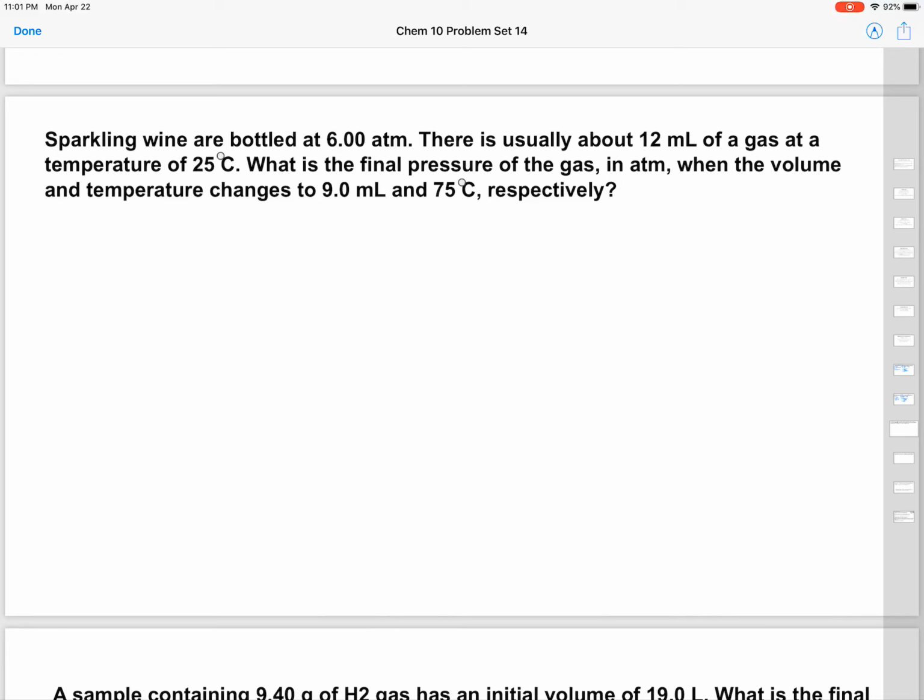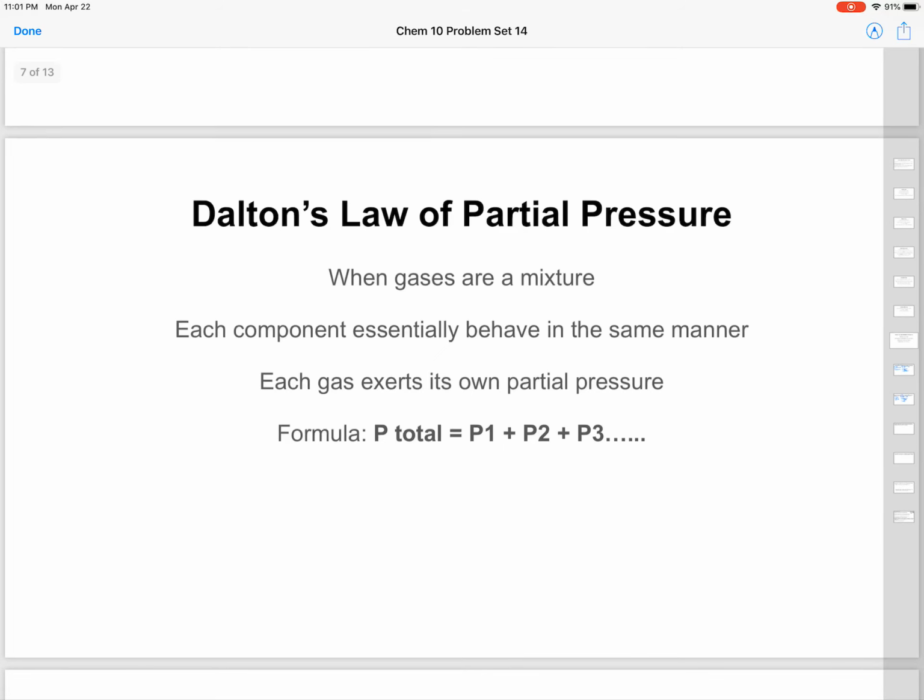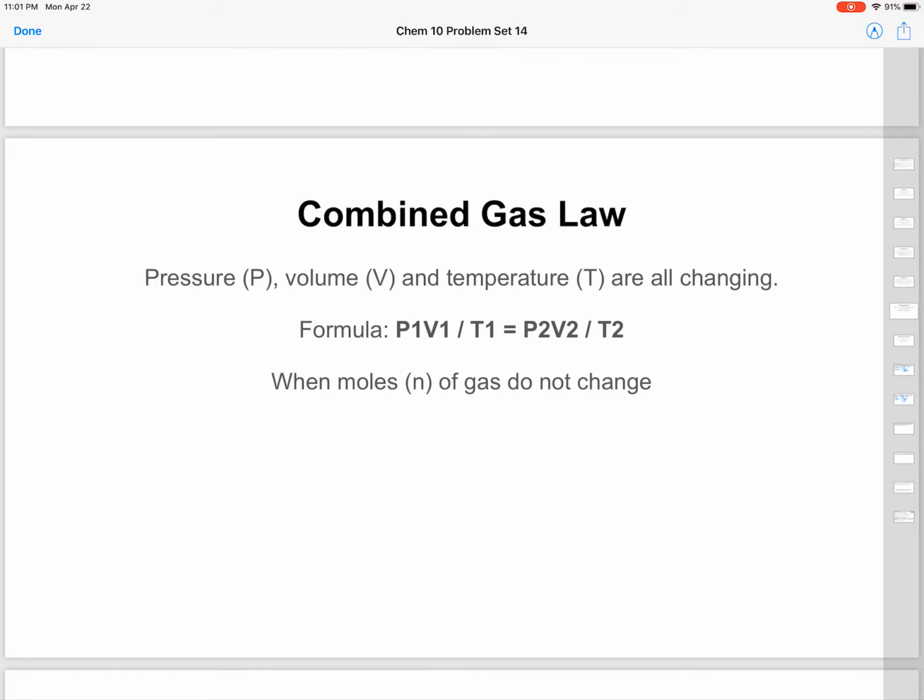All right, so here we've got a lot of things changing, and the only thing that looks like it is going to stay consistent, that our problem doesn't talk about, is the amount of the gas, meaning the moles of gas. So our n is going to stay constant. Now if we look at our gas laws, the combined gas law is what we need to use when pressure, volume, and temperature are all changing, but moles of gas do not change. So our formula is P1 times V1 over T1, which is equal to P2 times V2 over T2.